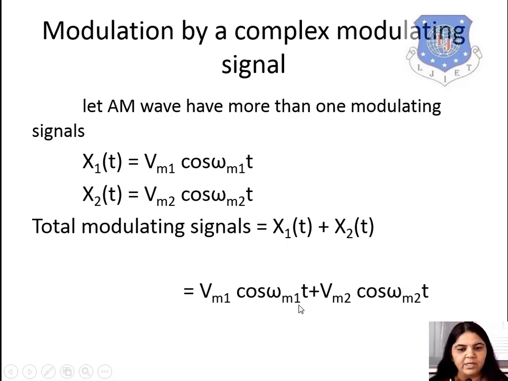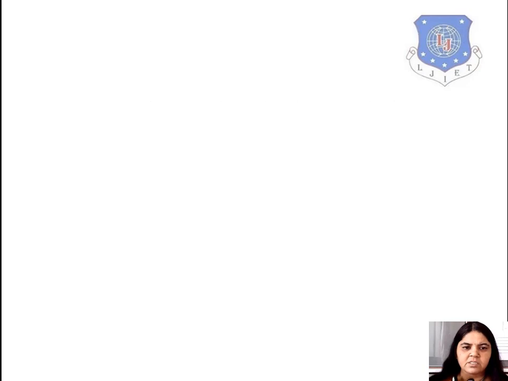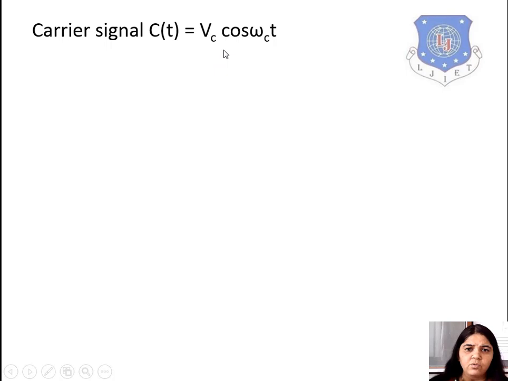So it is Vm1 cos omega m1t plus Vm2 cos omega m2t. We have also studied the equations of the AM wave. Similar things we are doing over here. In that earlier case, only one modulating signal and one carrier signal. In this case, two modulating signals and one carrier signal. So now, carrier signal c(t) equals Vc cos omega ct.